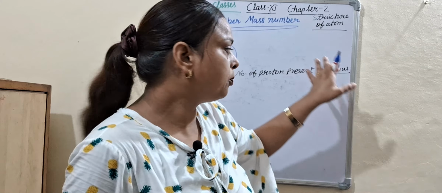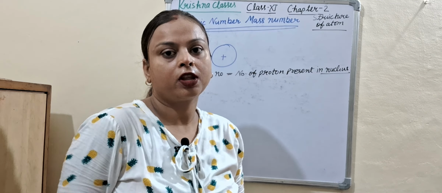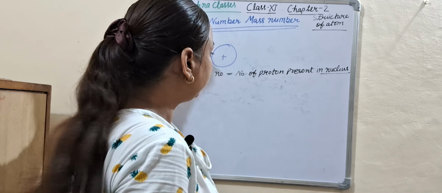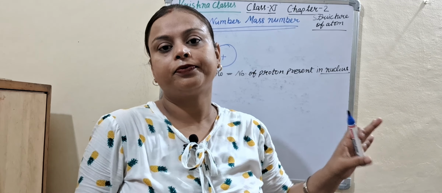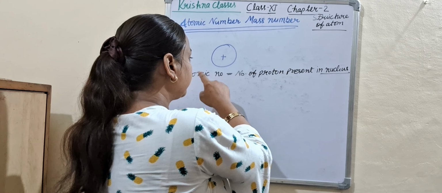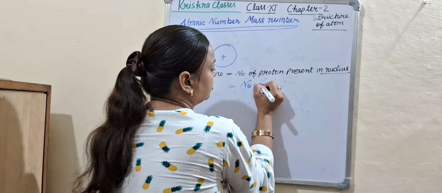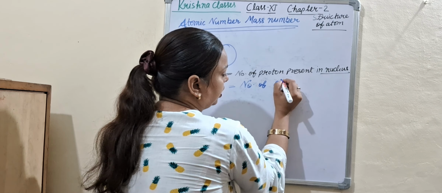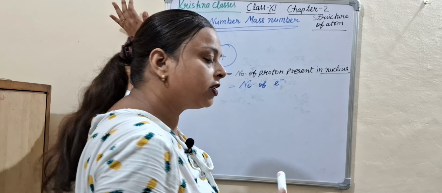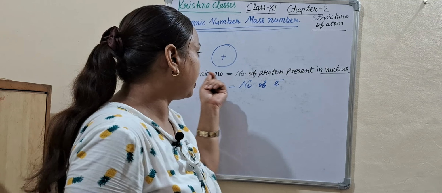So due to the proton, positive charge is present in the nucleus or on the atom. So for neutralizing the atom, an equal number of electrons is also present in any atom. So the number of protons present in the nucleus, this is called the atomic number, is also equal to the number of electrons. Okay, so both are equal. It means how many protons are present in any atom, the same number of electrons are present in that atom. Okay, so this is called the atomic number.